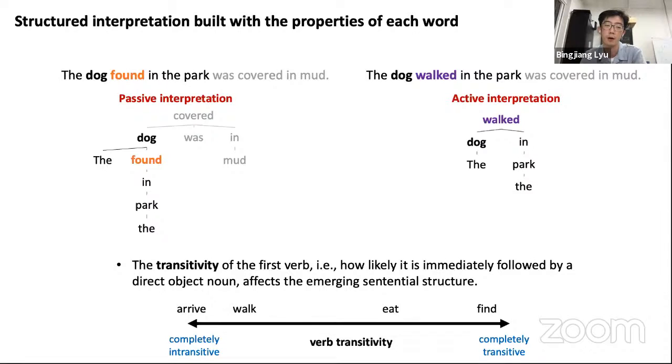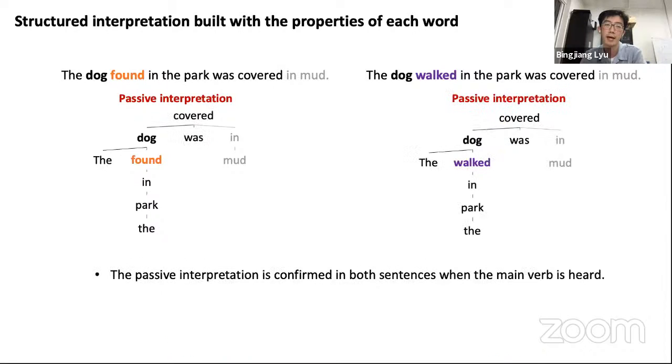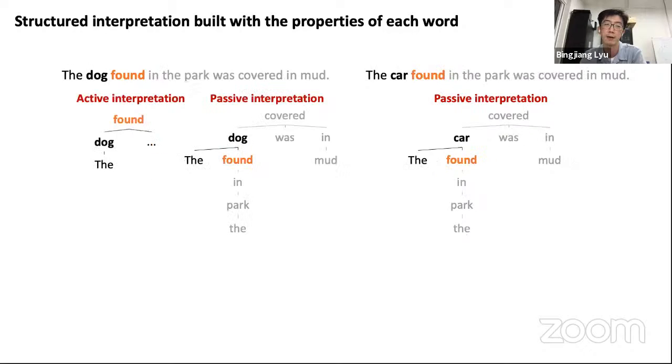On the other hand, walk has low transitivity. So the following prepositional phrase "in the park" fits its intransitive use very well. However, when the actual main verb "was covered" is heard, the listener will immediately resolve the intended structure, and the passive interpretation is confirmed in both sentences. So in this example, the transitivity of the first verb plays an important role in the preference for one of the two plausible structural interpretations.